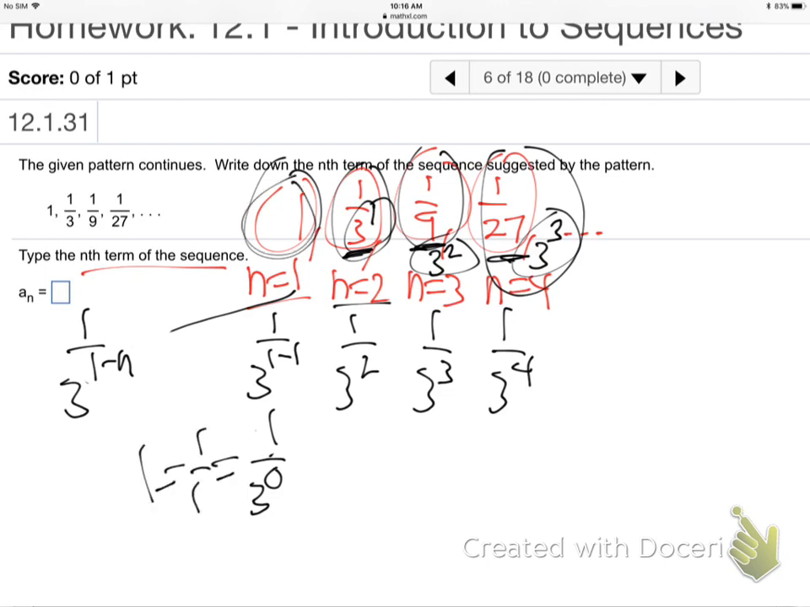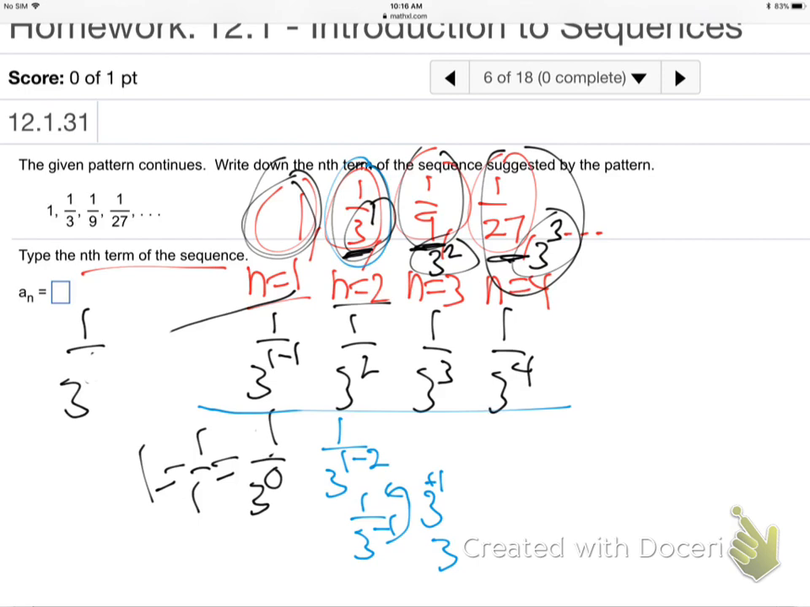Let's try the next one. Plug in 2, you're going to get 1 over 3 to the 1 minus 2, which is 1 over 3 to the minus 1. What's 3 to the minus 1? Remember, negative powers jump to the other side. That'd be 3 to the positive 1, or 3. Oh no, it's supposed to be 1/3. So switch the n and the 1. So it's n minus 1: 1 over 3 to the n minus 1. Like that? All right, let's try that.